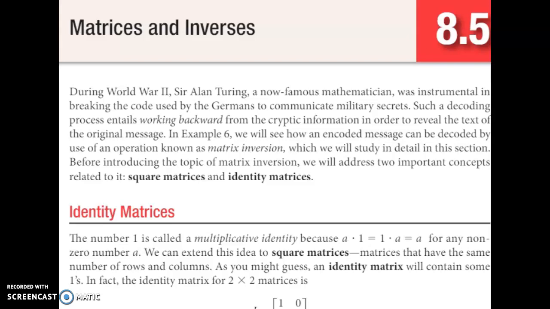This is the section on matrices and inverses. It starts out with an interesting story. During World War II, Sir Alan Turing, a now famous mathematician, was instrumental in breaking the code used by the Germans to communicate military secrets, and so on. Apparently, this has to do with matrices and their inverses.